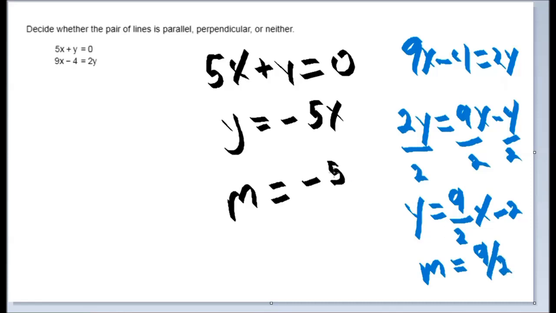Is that the same number as the first one? No. Are they negative reciprocals in any way? No, they are not. So our answer for this one is that these are just two plain lines, and they're neither perpendicular nor parallel.